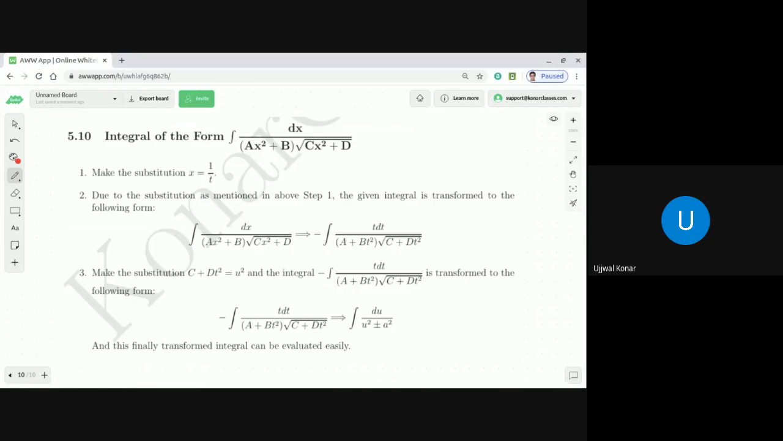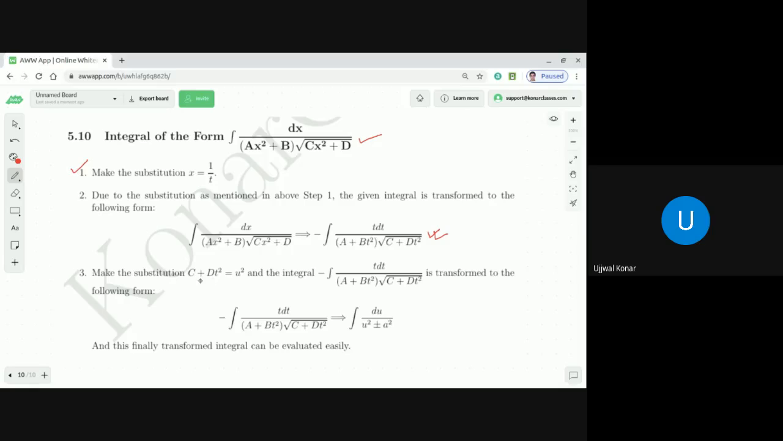Here, in this form, dear students, if you get an integration where the numerator is only dx and the denominator is a quadratic expression into the square root of a quadratic expression, like integration dx by (ax square plus b) into square root of (cx square plus d), then we should make a substitution x is equal to 1 by t. And due to this substitution, x equal to 1 by t, our given integration will be transformed something like this.